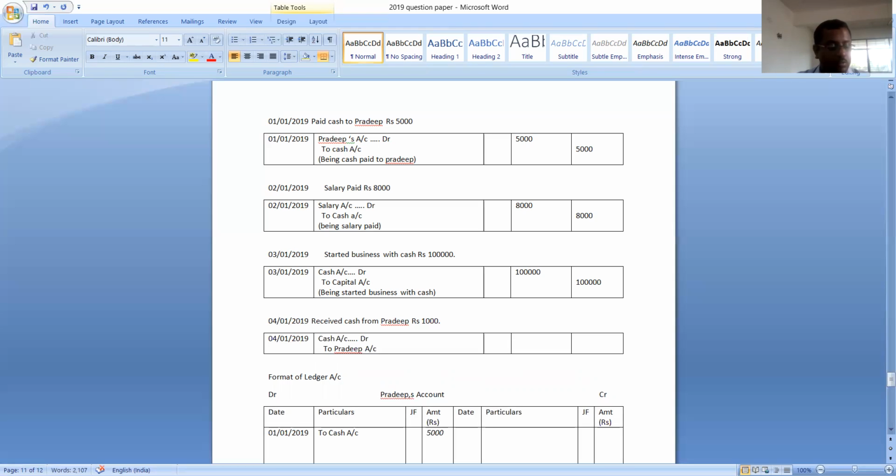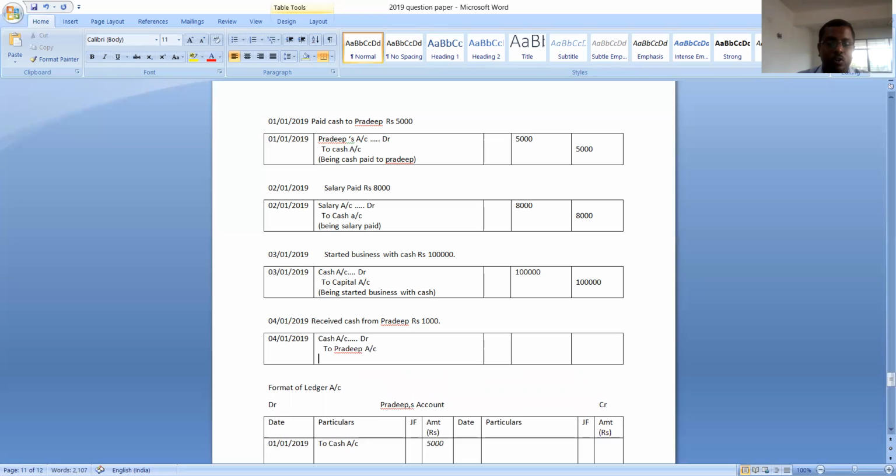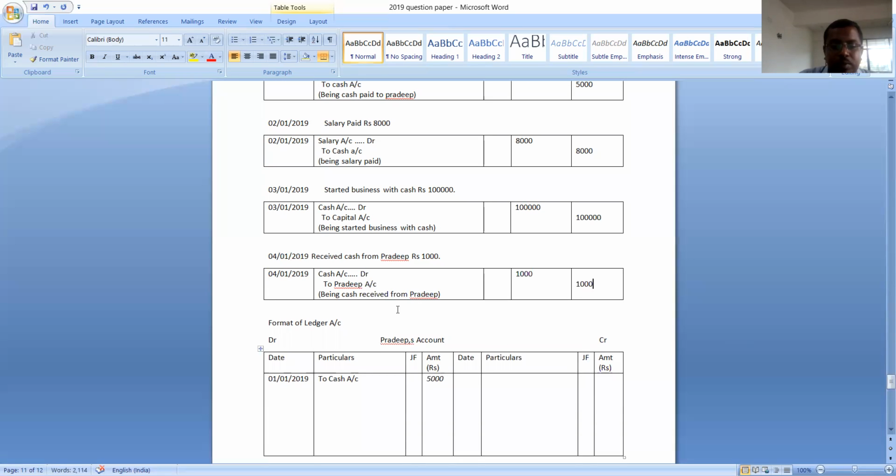Received cash from Pradeep means cash comes in. Then who is the giver? Pradeep is the giver. So the journal entry is cash account debited to Pradeep's account. Let us write the narration in brackets: being cash received from Pradeep. Understood? Okay, let us write the amount. Cash account debit rupees 1000 to Pradeep's account 1000. Now we should post this journal entry to ledger accounts. Received cash from Pradeep. The two accounts are cash account and Pradeep's account.